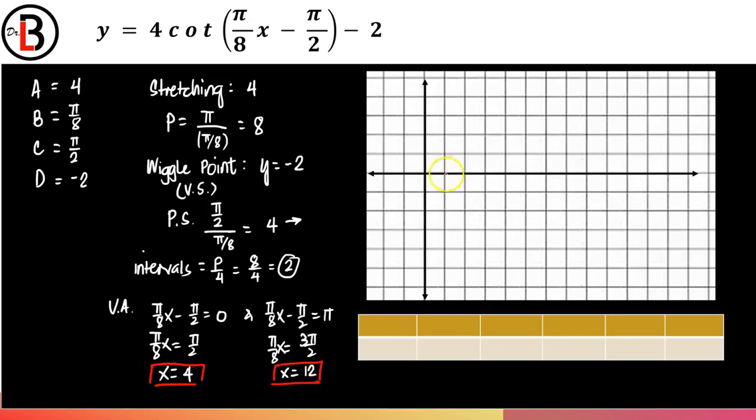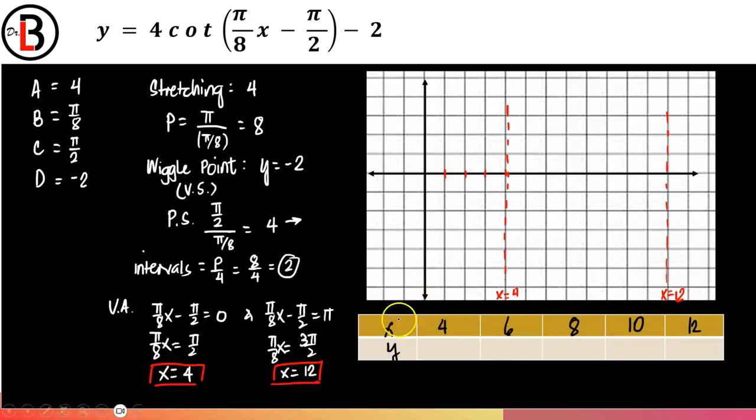Alright, so let's count 1, 2, 3, and 4. This is one vertical asymptote. x equals 5, 6, 7, 8, 9, 10, 11, 12. This is the other one. Now, in plotting the x and y values, I will start with the first vertical asymptote, which is 4. I'll end up at 12. So, since the interval is every 2, this is going to be 6, 8, this is going to be 10.